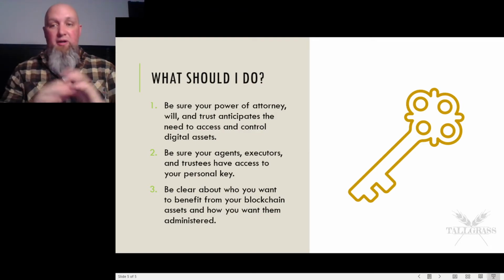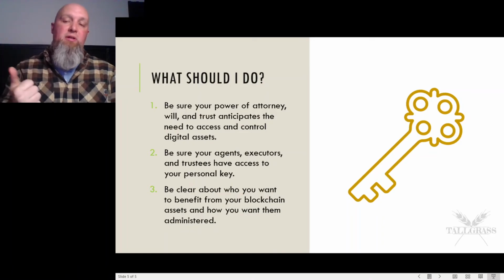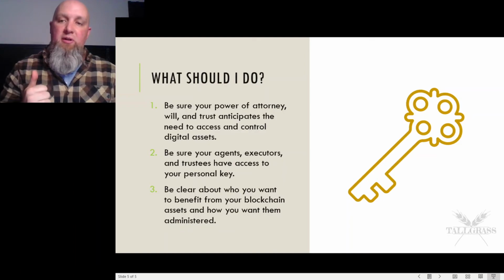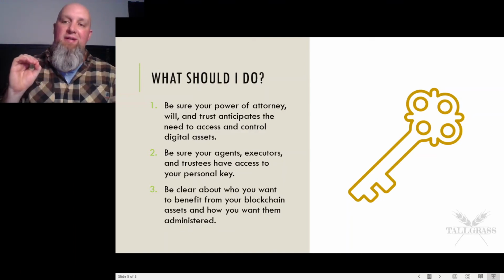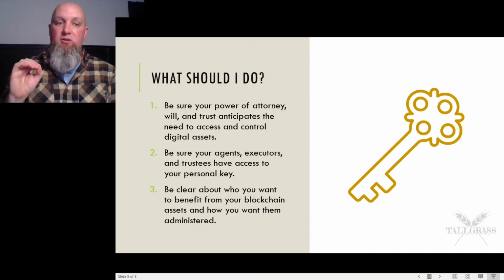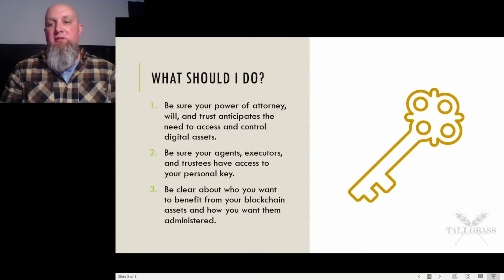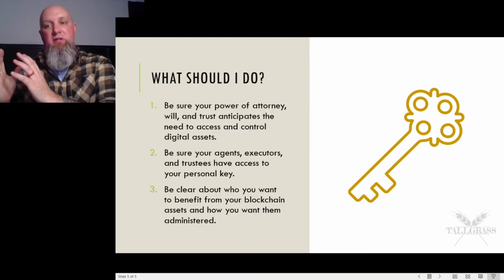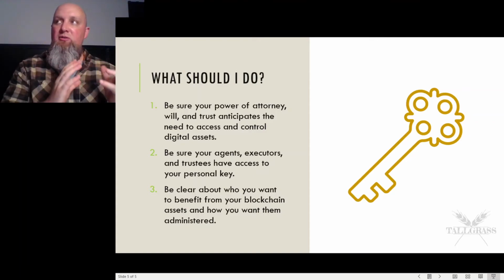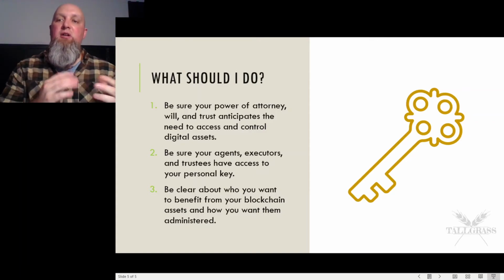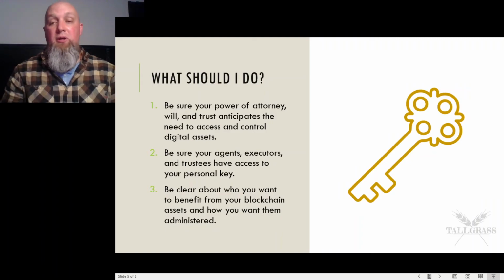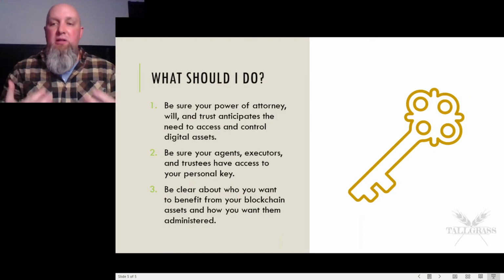So some things to do, very basic. Number one, make sure whatever legal documents you have, power of attorney, will, trust, have provisions for digital assets, making sure that your fiduciaries can access those things and control them once they have them. Number two, be sure that your agents, executors, trustees have access to your personal key. So the documents need to specify that kind of authority, but then they also need to have access to the key itself to be able to manage those things effectively or at all. And then clarity in the document about how they should be administered.